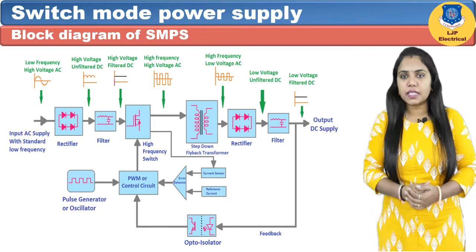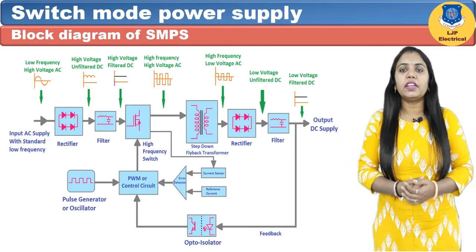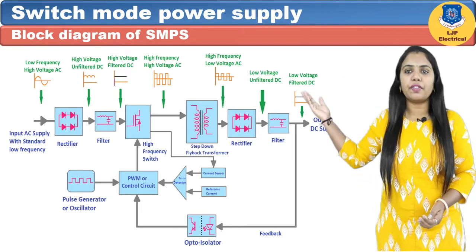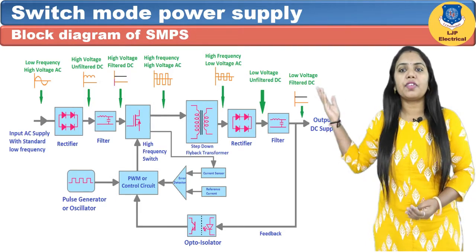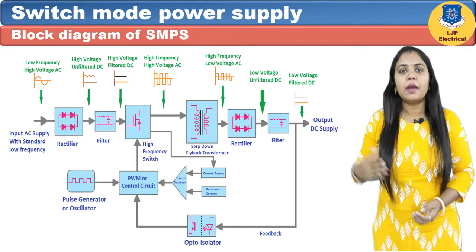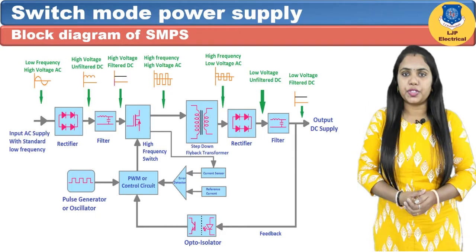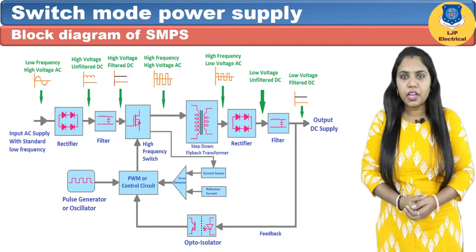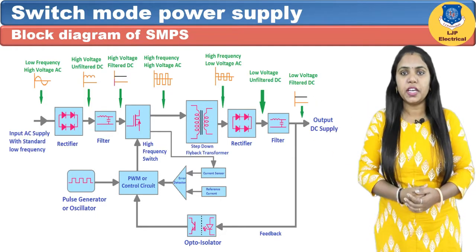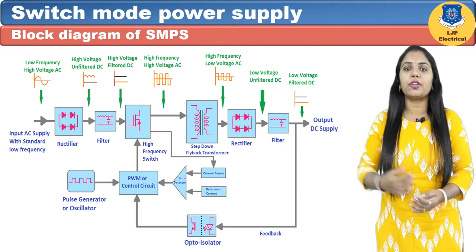The high frequency AC produced during the conversion process is a square wave, which provides a means of controlling the output voltage by means of pulse width modulation. This allows the regulation of the output to be much more efficient than is possible in linear regulated supplies.